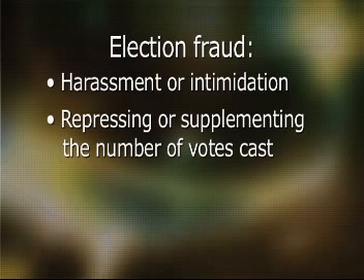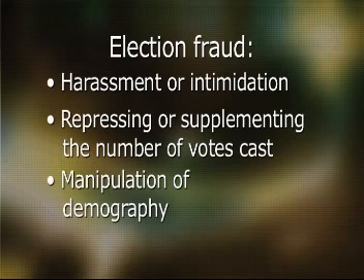Election fraud can also take place during vote counting. This includes suppressing the number of votes cast for a particular person, or supplementing votes in favor of a political leader. Another form of election fraud is the manipulation of demography. This occurs when authorities artificially control the number of voters in a particular area, known as an electorate, to produce a foregone result. All of these forms of fraud are illegal and undemocratic.